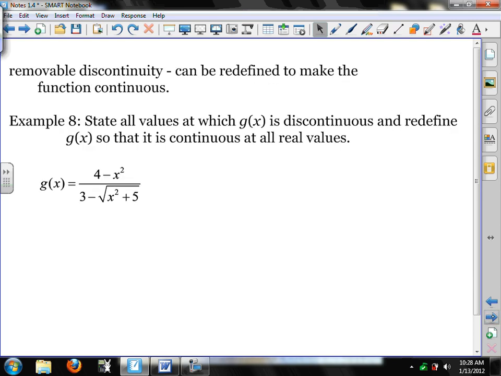All right. We're going to skip the last example here. We'll talk about removable discontinuities versus non-removable discontinuities next class.